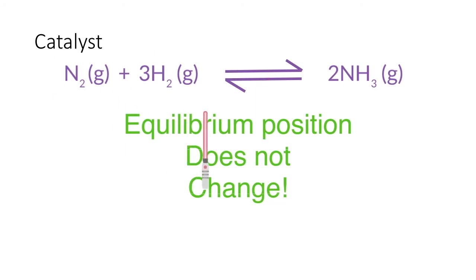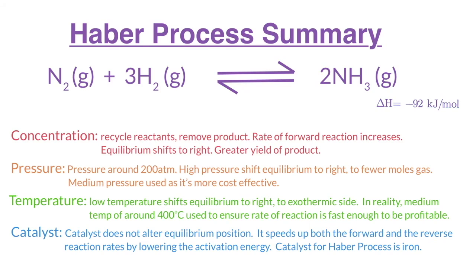It is, however, very useful in industry because we can have the reaction take place in more economical conditions. So perhaps a lower temperature than we would have needed if we didn't use a catalyst. And the catalyst for the Haber process is iron, Hi. They're after each other in the alphabet. So Hi, Haber, iron.